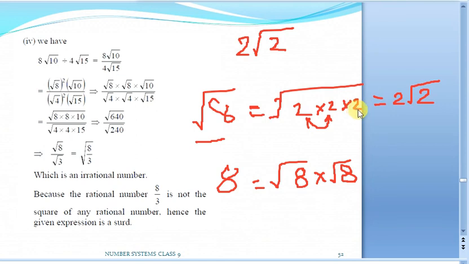Now what about this 2? Is there any pair for that? No, so that is why I can write it like this. I am simplifying it to be 2 root 2.